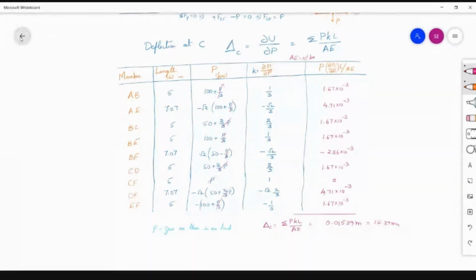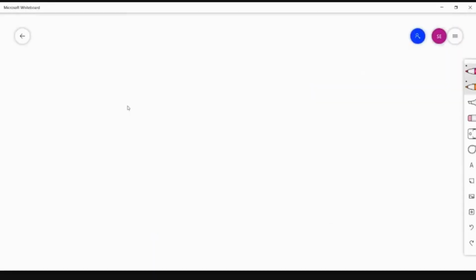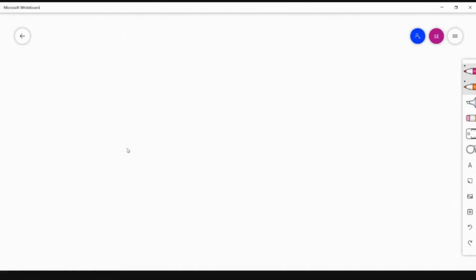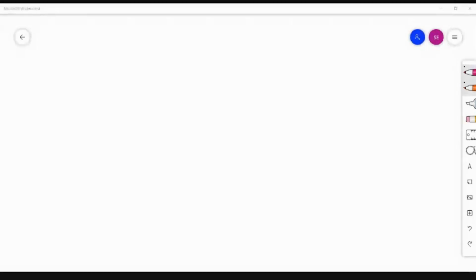All of you know the next one. We will solve another pin jointed perfect frame only. Sir, yeah, tell me. Sigma P k L by A, 0.01372 meters, sir. No, is the answer wrong? All of you, please let me know whether the answer is correct or not. Those who have done the problem, please let me know whether the answer that I have shown is correct or wrong.